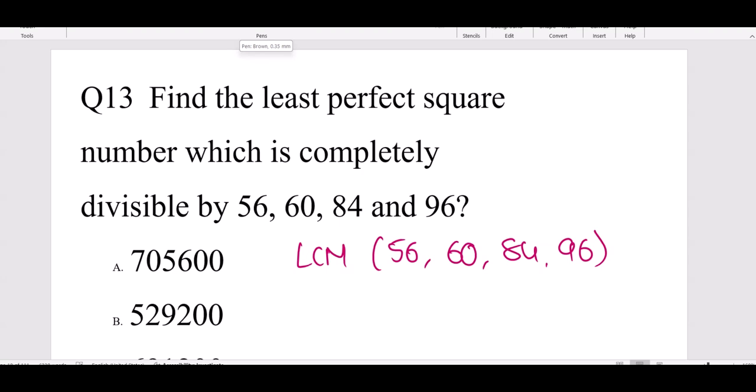The standard method to find the LCM is first to write the given numbers as prime number powers. 56 in prime number powers, anyone please? Fast. Prime number powers I want.